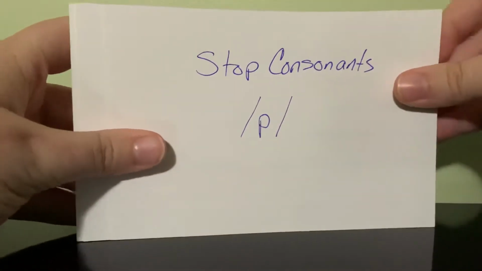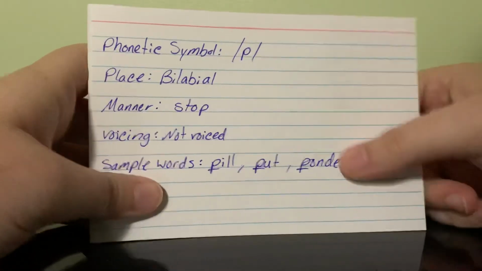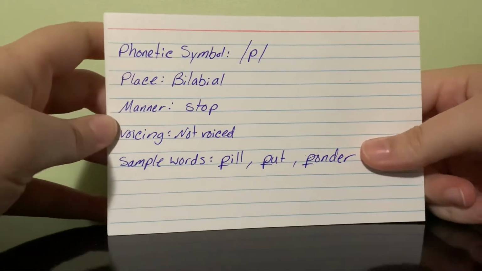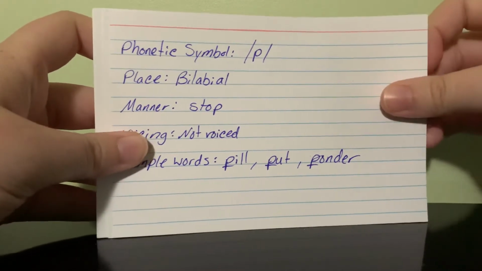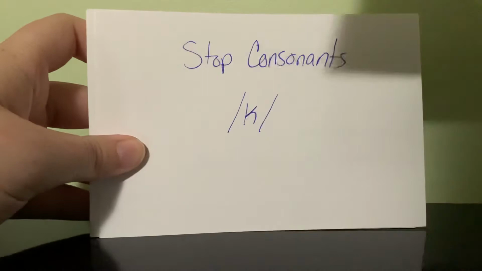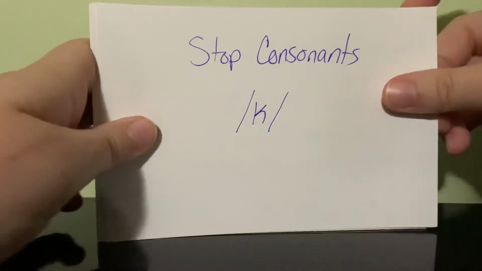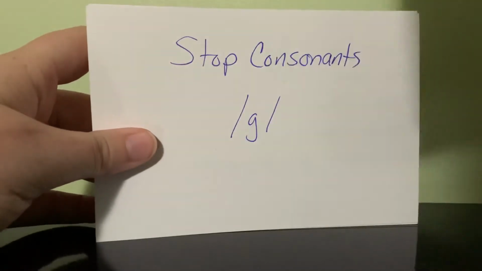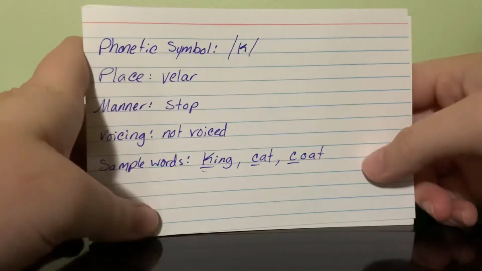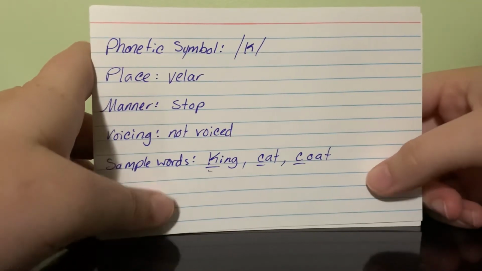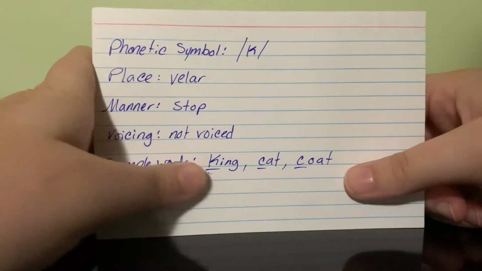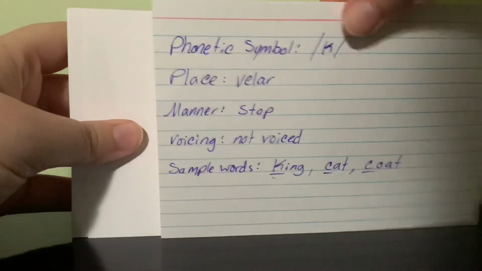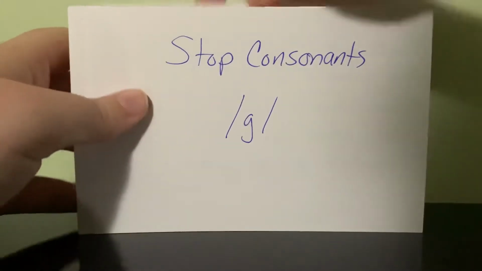Next stop consonant is a P, which makes the p sound. It's a bilabial placement. It is not voiced and shows up in words such as pill, put, ponder, all making the p sound. Hard to hear because it's not voiced. Next stop consonant is the K. It is a velar placement. It is not voiced, and appears in words such as king, cat, or coat. So it's just making the k sound, whether that's a C or a K. But it would be written as the K there.